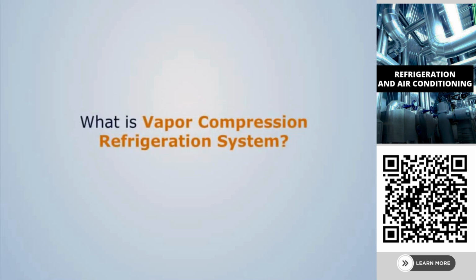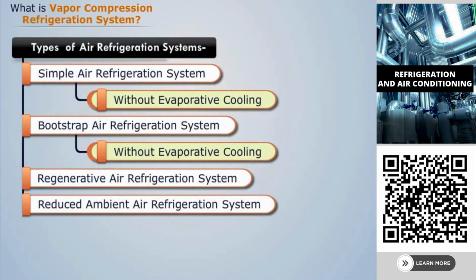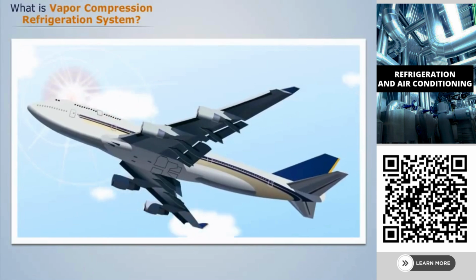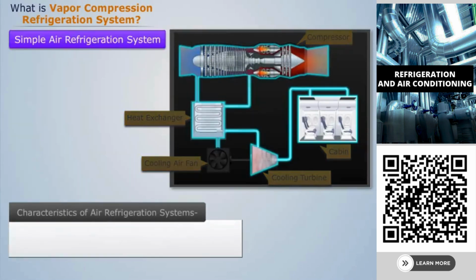What is vapor compression refrigeration system? Till now, we have read about the different types of air refrigeration systems. But all these refrigeration systems had few basic similarities. All of these used air as the working fluid.